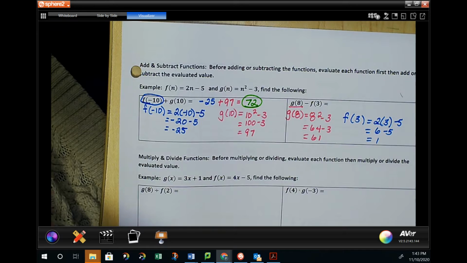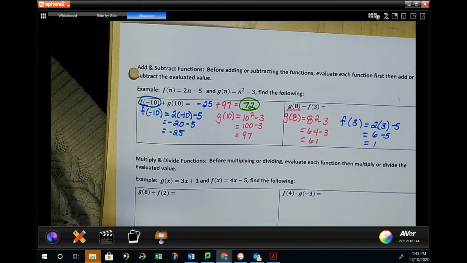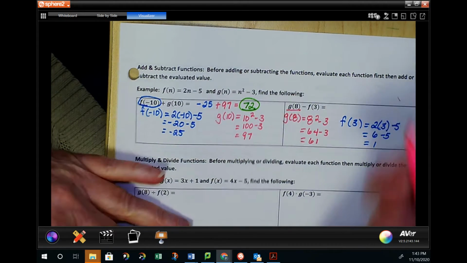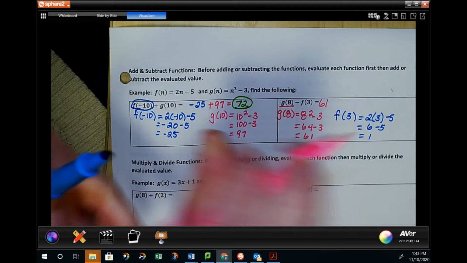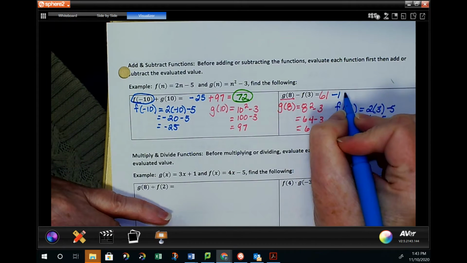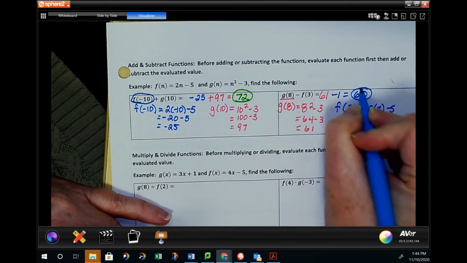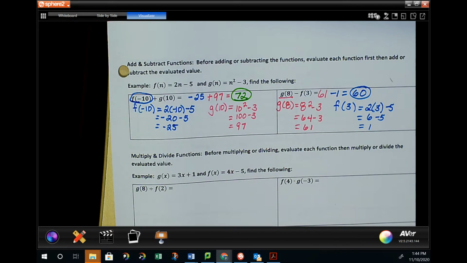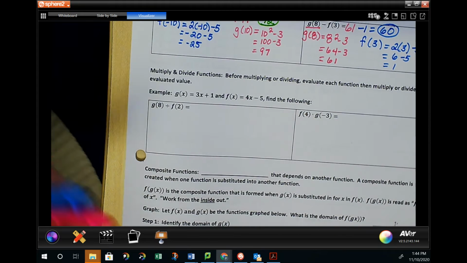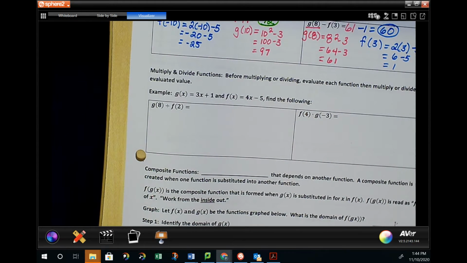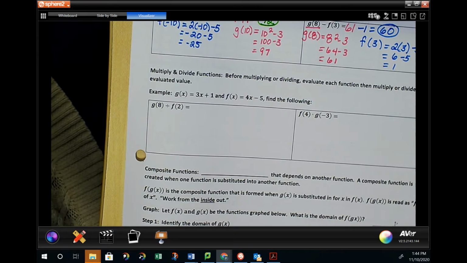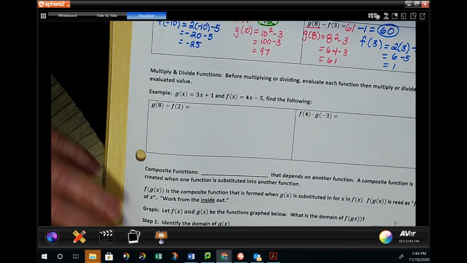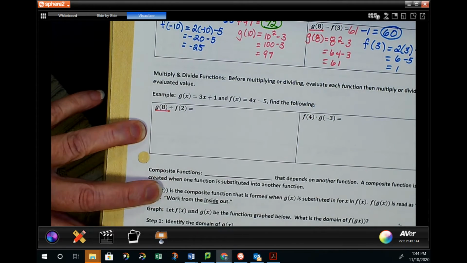So you're going to take 61, because the g is first. So 61, and then minus 1. And you end up getting 60. So that's for adding and subtracting. Not too bad. The next one is multiplying and dividing. We're going to go through. This time our functions changed, so it's not the same function rules. Our functions changed a little bit. And again, you're going to do that same process.